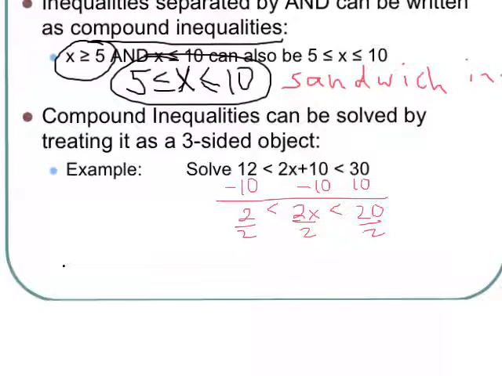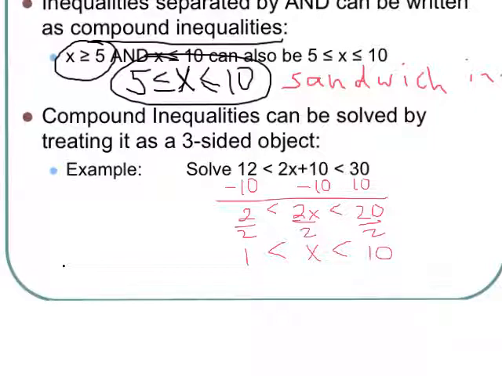And so 2 divided by 2 is 1. 2x divided by 2 is x. 20 divided by 2 is 10. And do I have to flip the symbols or leave them? Leave them. Again, we'll leave them as less thans.